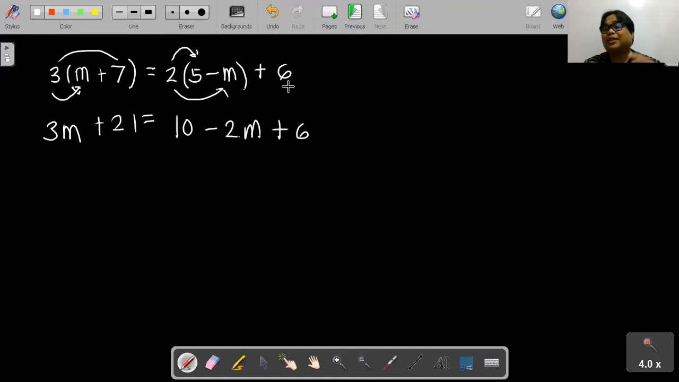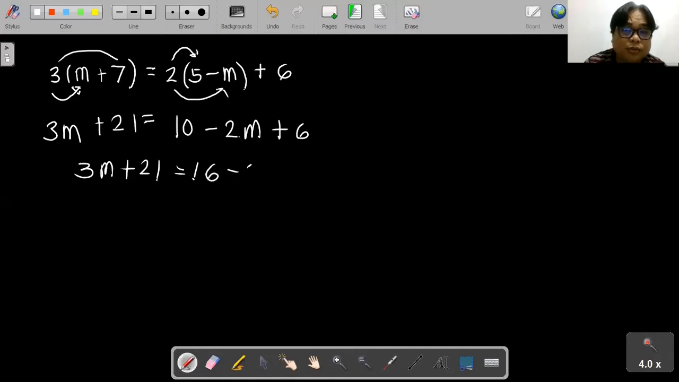You don't need to distribute 2 to the 6. Why? Because 6 is entirely different. It's not inside the parentheses. It's an entirely different term. So no need to distribute. And then 3m, nothing to combine from here, so it stays the same. But from the right side, you have two terms that can already be combined, the 10 and 6. So add them up. 10 plus 6, you get 16 minus 2m.